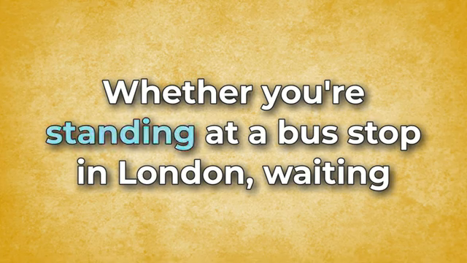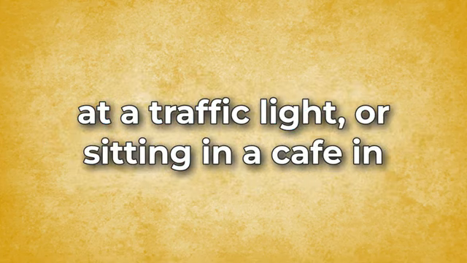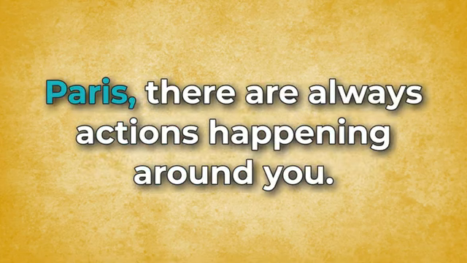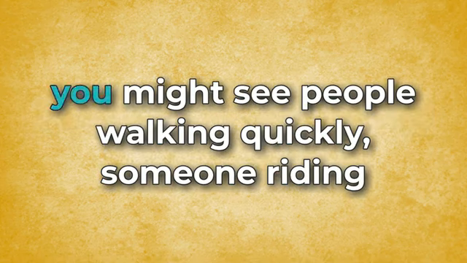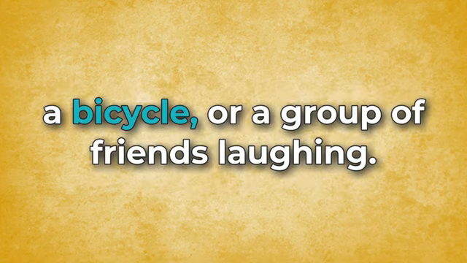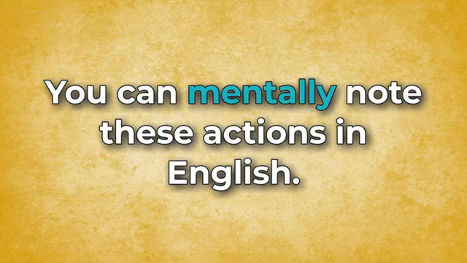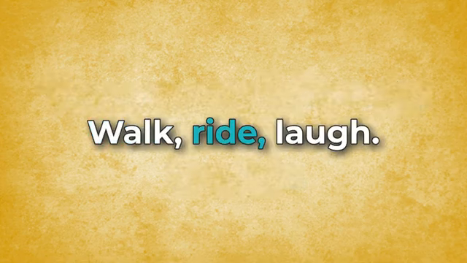Whether you're standing at a bus stop in London, waiting at a traffic light, or sitting in a cafe in Paris, there are always actions happening around you. For example, on a busy street in Tokyo, you might see people walking quickly, someone riding a bicycle, or a group of friends laughing. You can mentally note these actions in English: walk, ride, laugh.